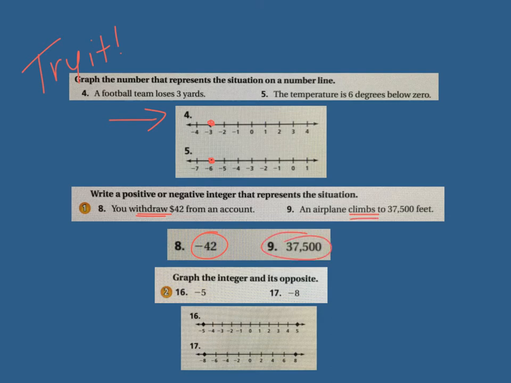And then graph the integer and its opposite. So for 16, you start at 0 and you go negative 5. And then you do the same amount at 0, but in the opposite direction to a positive 5. And the same thing for number 17, start at negative 8, go up 8. All right, that concludes 6.1 video.